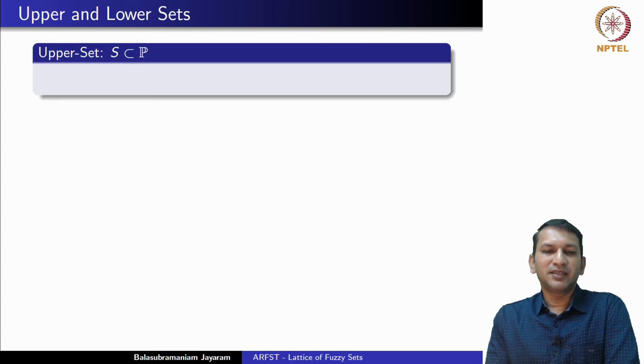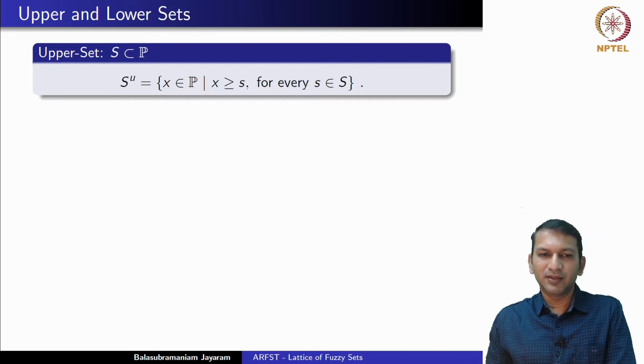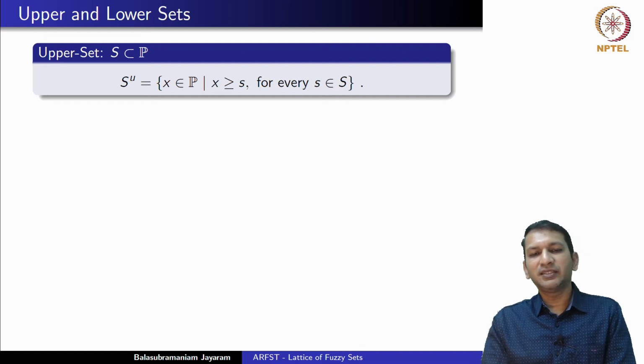Let us consider a subset S of P where P is a poset. We introduce the notion of an upper set. So given a subset S of P, we denote the upper set of S by S^U. This consists of all the upper bounds of the set S. That means all those elements x of P such that x is greater than or equal to s for every s in S. It's bigger than every s in S.